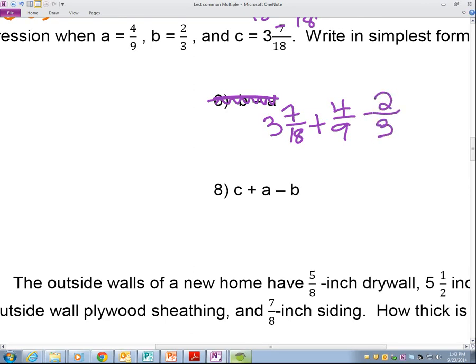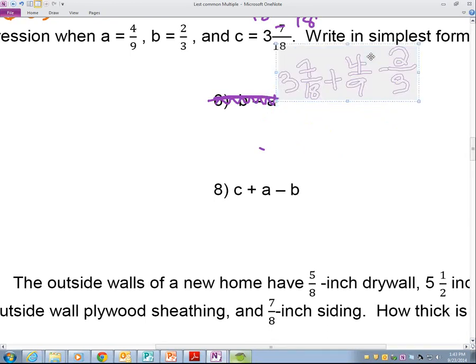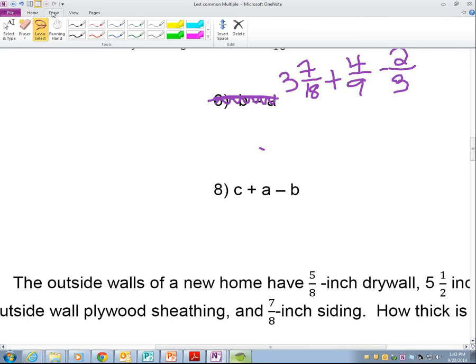Now, of those three, we know that 18 is a factor, or has a factor of 9 and 3, so we know that the LCM is going to be 18. Beautiful. That's why I crossed off. We're not doing number 6. Okay, can you get this guy first to be an improper fraction, this 3 and 7/18? What is it as an improper fraction?